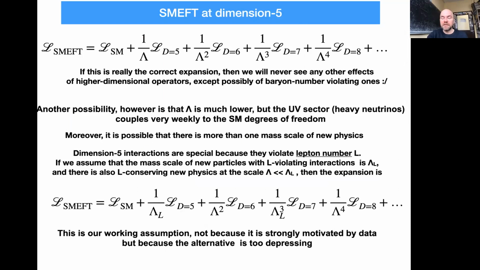And then this would correspond to this expansion where we have these two scales. I call one lambda L. Lambda L is 10^15 GeV, and it suppresses d equals 5, d equals 7, d equals 9. And then there's another scale, lambda. This is the scale of this other lepton number conserving new physics that suppresses the operators d equals 6, d equals 8, and so on. So that's the thinking.